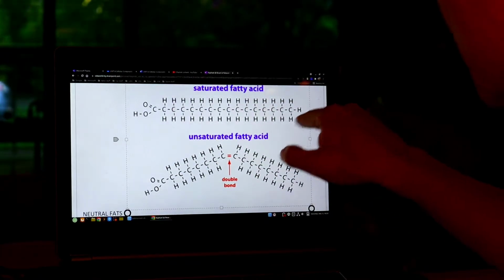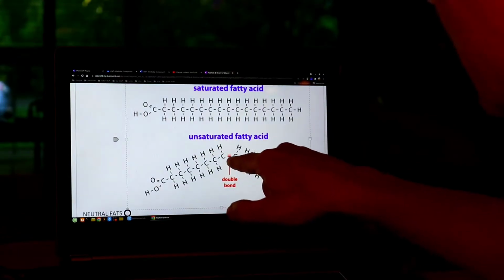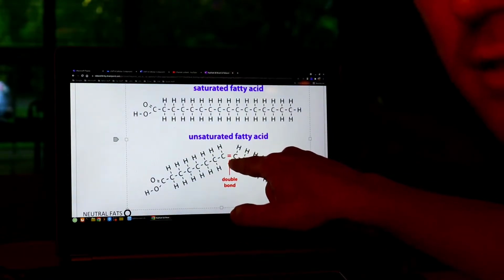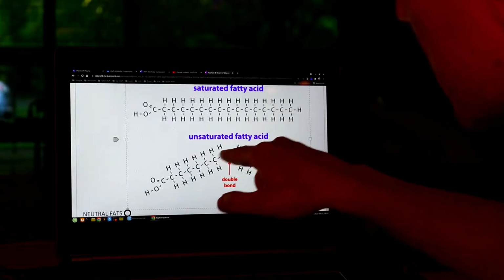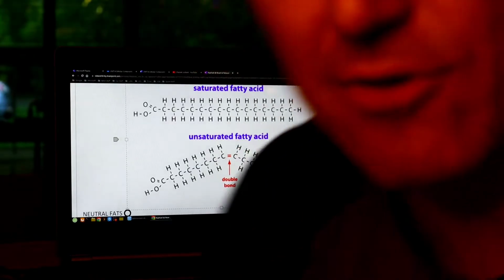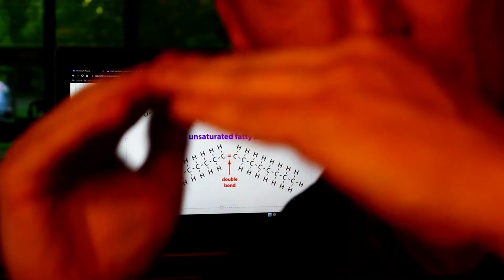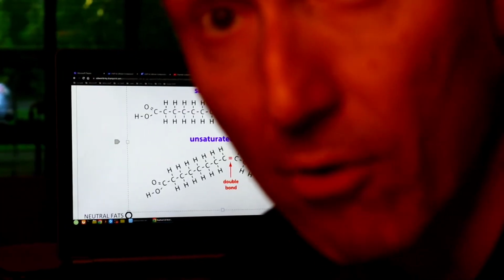The last one has carbon and 3 hydrogens. An unsaturated fatty acid has a double bond here. And so the adjacent 2 carbons don't have that hydrogen. You can see a kink forms in the molecule. And remember, shape is important. We're going to talk more about it, but shape is important.